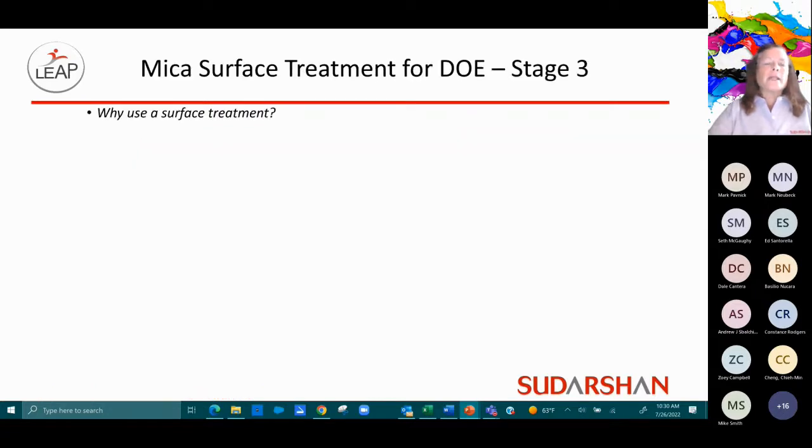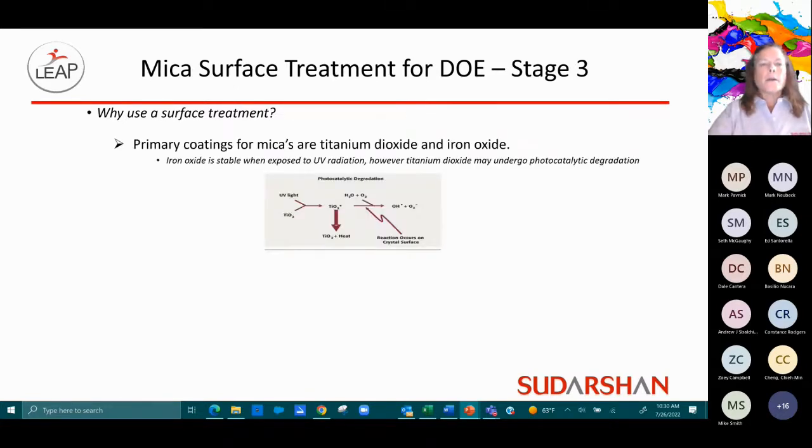So what we did at Sudarshan was take a look at effect pigments, mica effect pigments, and surface treatments, and how they can impact weatherability. This was done using a DOE method. So just a little primer about surface treatment. The primary coatings for mica are either titanium dioxide or iron oxide. But we know that titanium dioxide can undergo photocatalytic degradation, and so surface treatments are used to protect that surface.